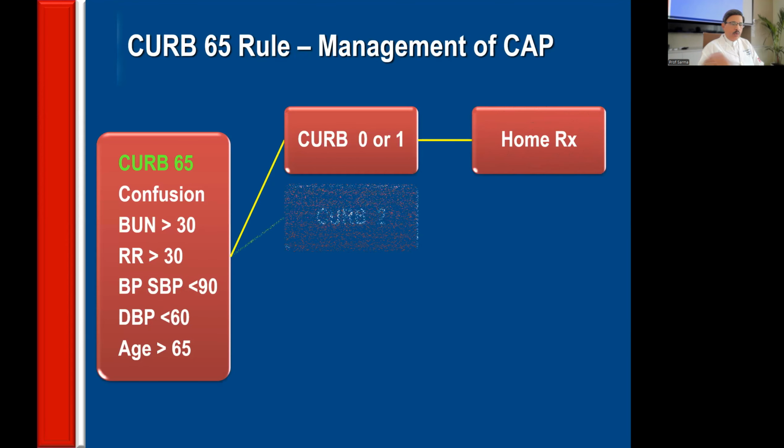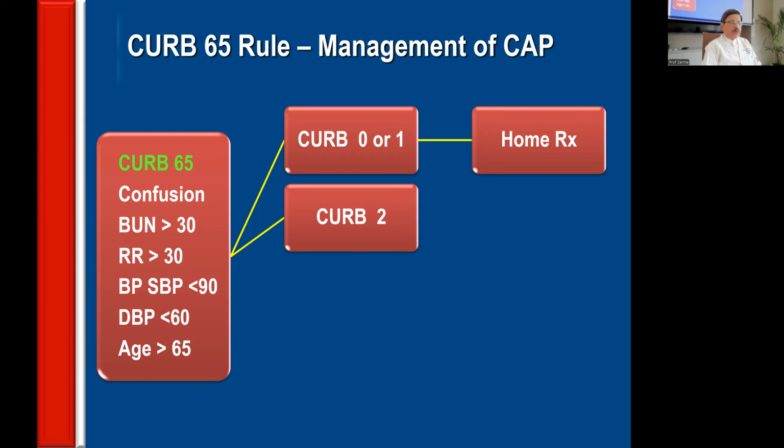Now, if you don't do PORT score, you can as well do CURB score. CURB is what? C is confusion, U is blood urea nitrogen, R for respiratory rate, B for blood pressure, both systolic and diastolic. Systolic less than 90, diastolic less than 60, respiratory rate more than 30, confusion, and 65 stands for the age. Suppose none of these factors are there, then CURB will be 0. If it has one of these factors, the CURB will be 1.